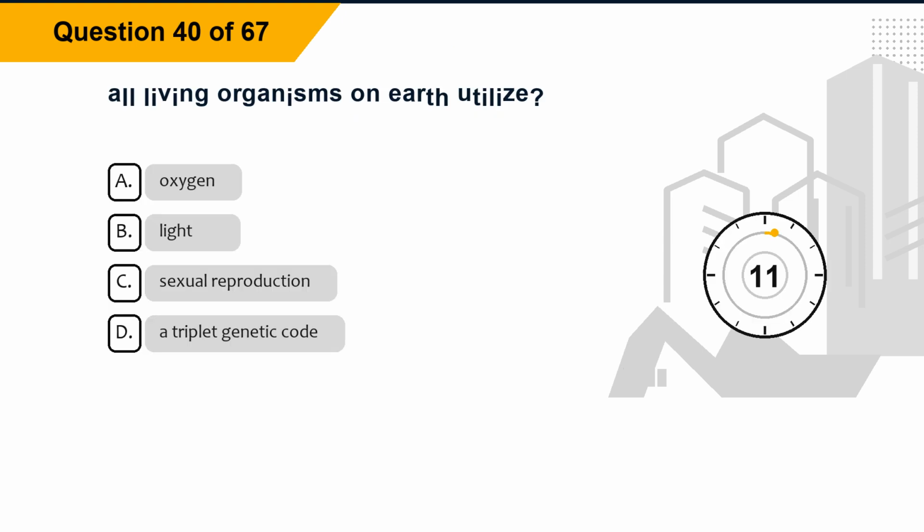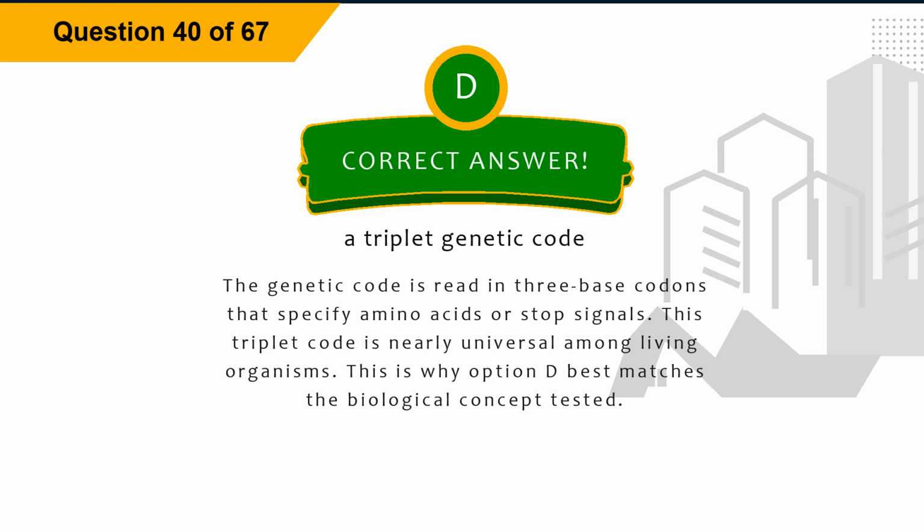Question 40. All living organisms on Earth utilize? Option A, oxygen. Option B, light. Option C, sexual reproduction. Option D, a triplet genetic code. The correct answer is option D, a triplet genetic code. Explanation. The genetic code is read in 3 base codons that specify amino acids or stop signals. This triplet code is nearly universal among living organisms. This is why option D best matches the biological concept tested.